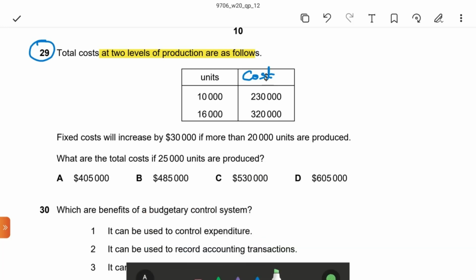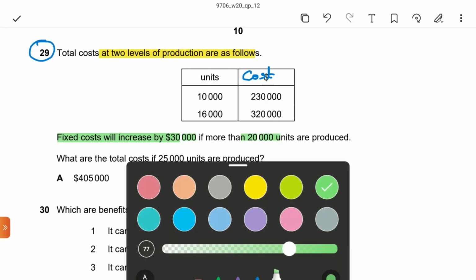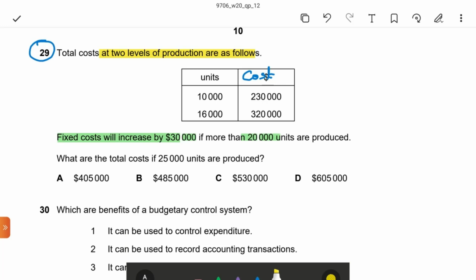Here they are saying something. Fixed cost will increase by 30,000 if the units produced are more than 20,000 units. What will be the total cost to produce 25,000 units? So if it is more than 20,000 units, the fixed cost will increase by 30,000. Then for 25,000 units it will increase by 30,000, right? Because the rule is more than 20,000.